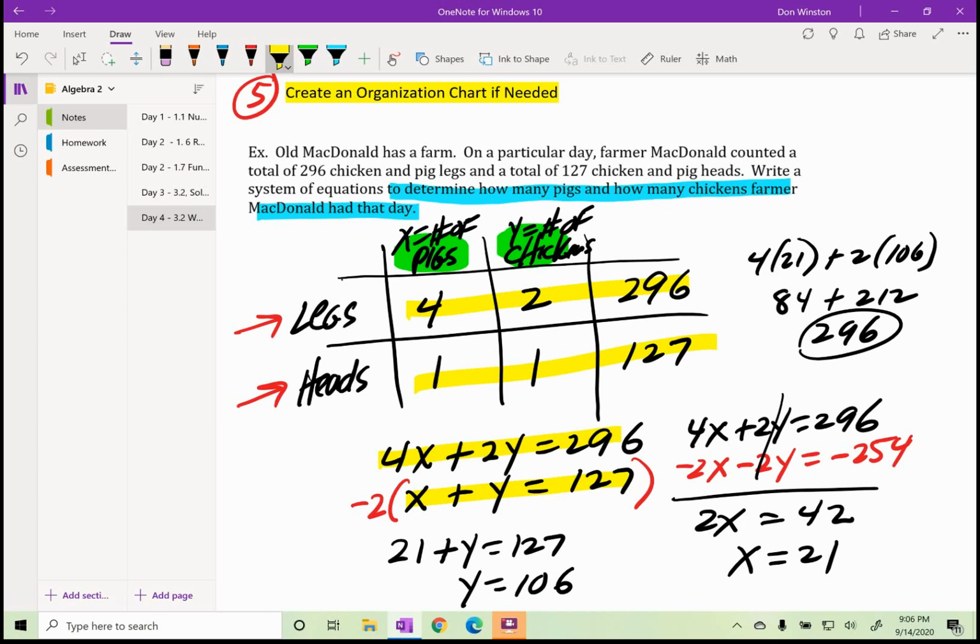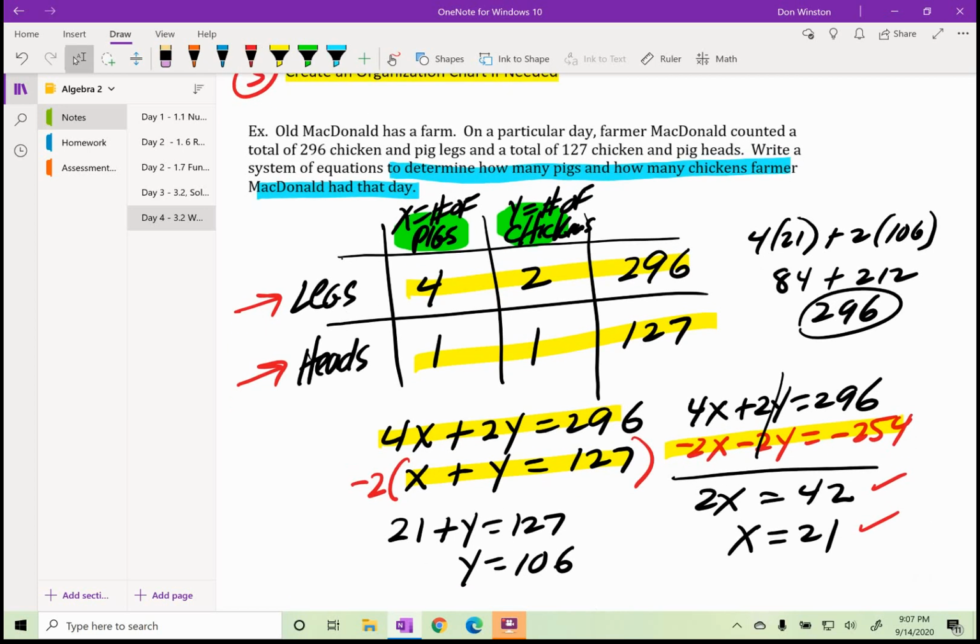And then to solve this, I'll just use elimination. So I multiply the bottom equation by -2. So I have -2x, -2y equals -254. And then I use elimination. So I add 4x plus a -2x is 2x. And then 296 plus a -254 gives me 42. Okay. And so x is equal to 21 when I divide by 2.